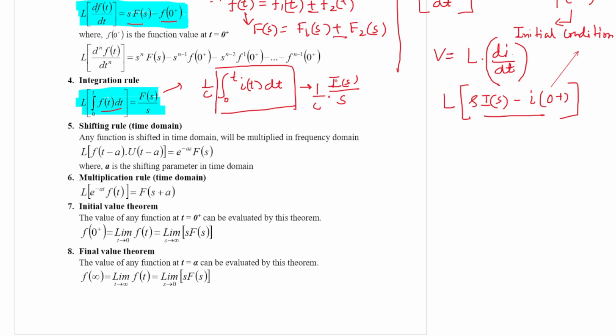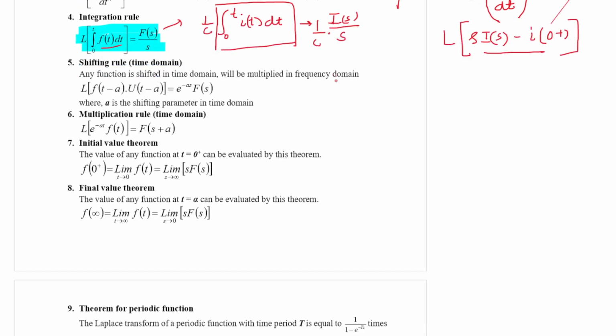In this way, the differentiation rule and integration rule are extremely important. We shall apply them at the appropriate time, as we shall shortly see. Now rule number 5 is also very important. Sometimes, let us say we have a function like this. On the x-axis we have t, on the y-axis we have f(t). Now it starts from 0.